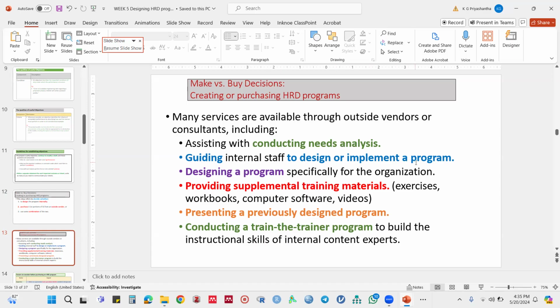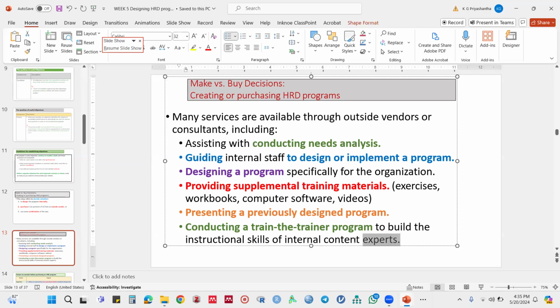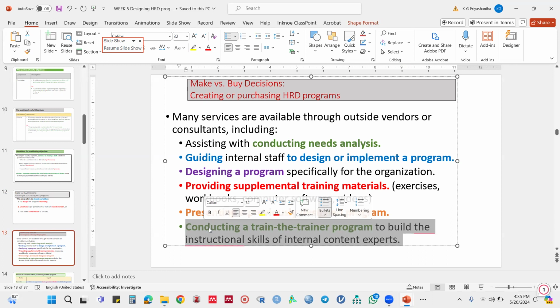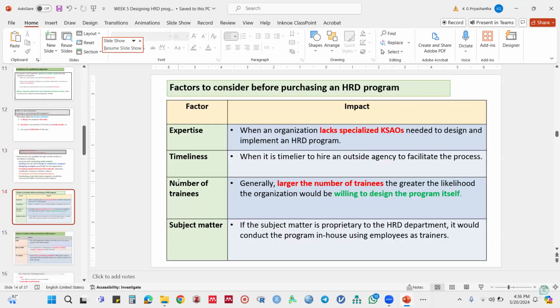and guiding internal staff to design or implement the training program or HRD program, designing the program specifically for the organization, providing supplementary training materials like exercises, workbooks, computer software, videos, presenting a previously designed program, and conducting a train the trainer program to build the instructional skills of the internal content experts. Simply, internal people, especially the trainers, can also be trained by those outside vendors. And finally, those are the available services when you buy a program from an outside vendor.